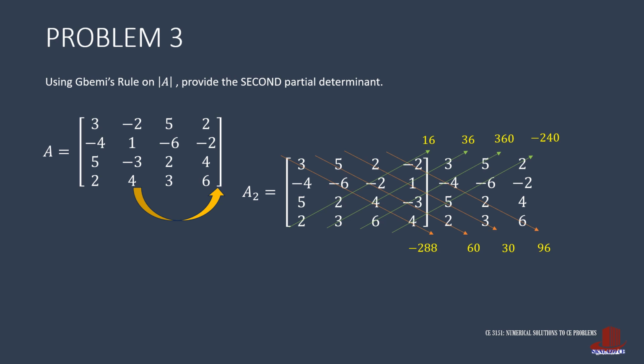Now attach the alternating signs for each diagonal, which start with a positive. So, they are simplified as negative 414. For the anti-diagonals, the alternating signs start with a negative. So the simplified anti-diagonal is negative 580. With the general procedure of positives minus negatives, the second partial determinant is negative 414 minus negative 580, resulting to positive 166.